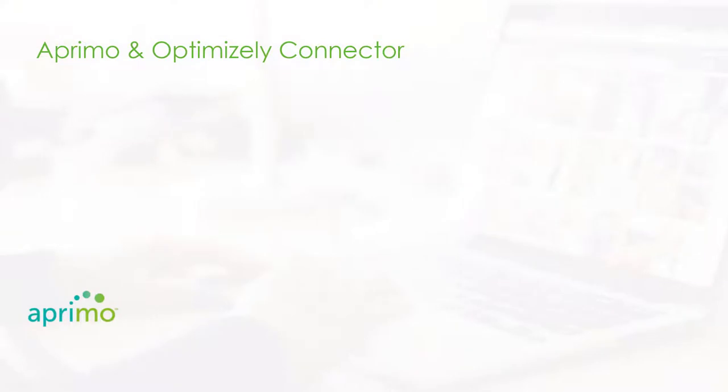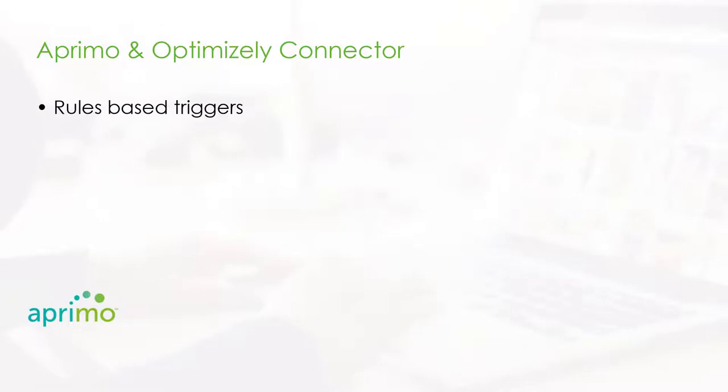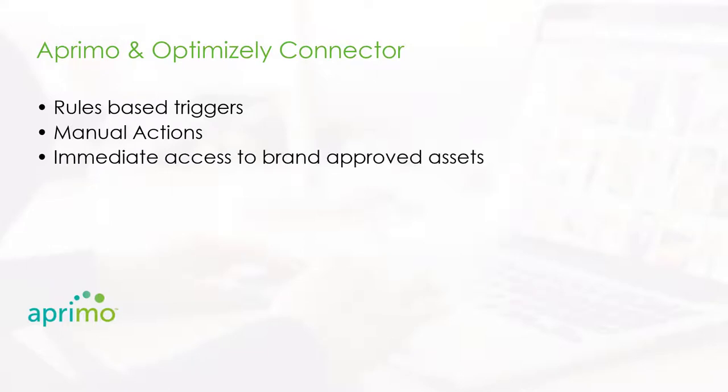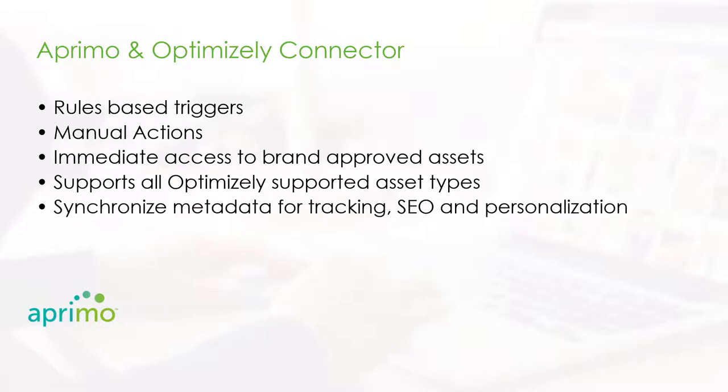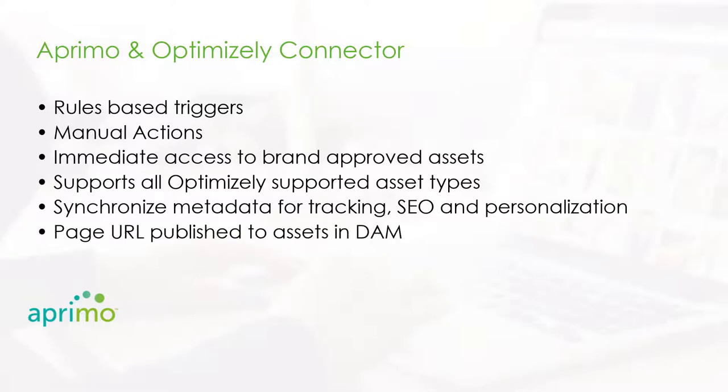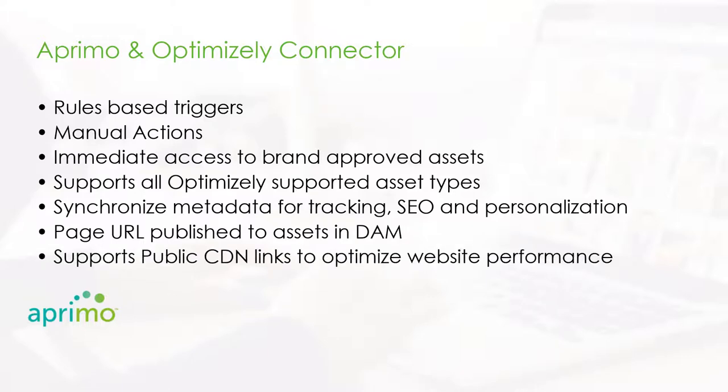The Aprimo Optimizely connector offers immediate value to Optimizely content authors. Rules can be triggered at any point in the content creation and approval process to automatically make assets available to be seen in Optimizely. Assets can be made available manually via an action. Immediate access to those on-brand approved assets is now available to those content authors in Optimizely. It supports all asset types. You can synchronize metadata for tracking, SEO, and personalization purposes. Page URLs are published to the DAM, and it supports public CDN links to also optimize website performance.